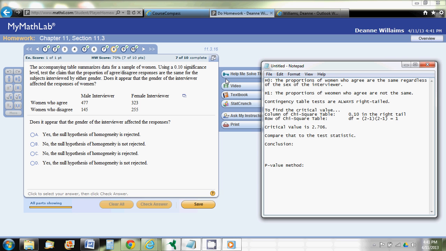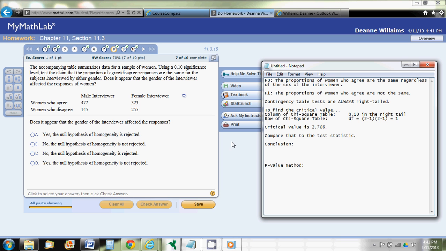The null is that the proportion of men and women who agree are the same regardless of the sex of the interviewer. The alternative would be that they have different proportions. Contingency table tests are always right-tailed, so to find the critical value, we're going to pay attention to the significance level right up here. We have 0.10 in the right tail, so if we look on our chi-squared table, that would be the 6th column, and then the degree of freedom is calculated the same way. We have 1 because it's a 2 by 2 table, and so the critical value is going to be 2.706.